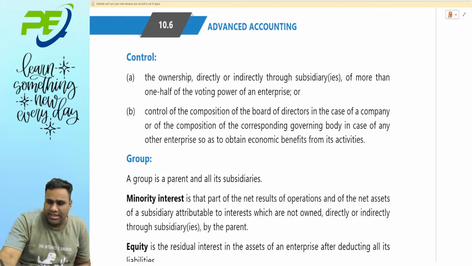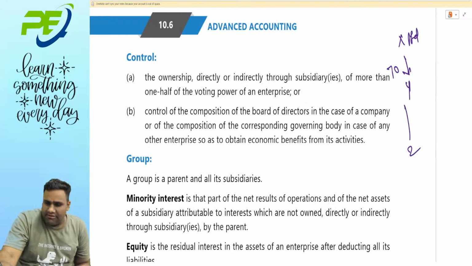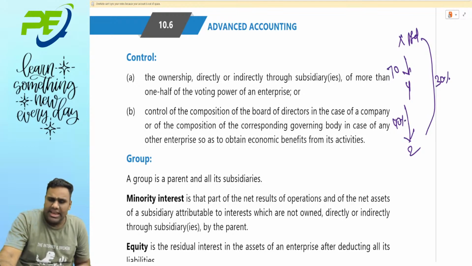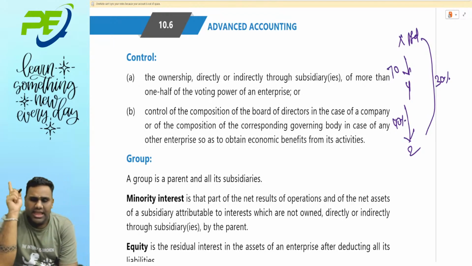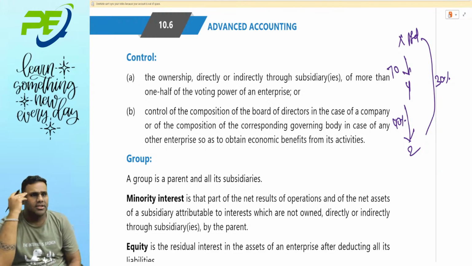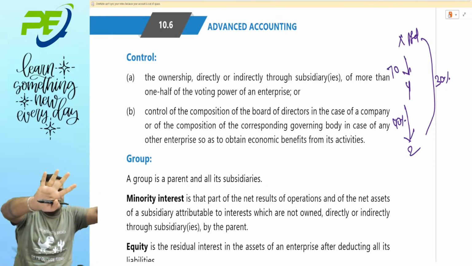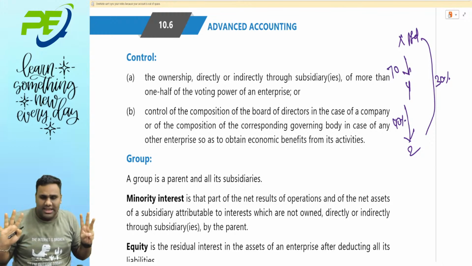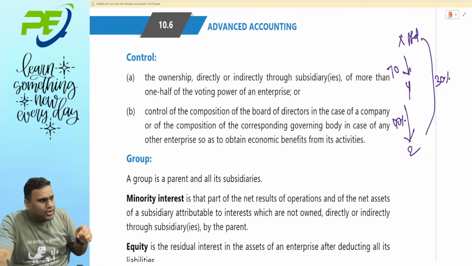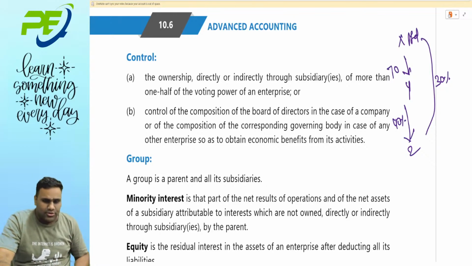So now let's say, for example, X Limited is having 70% share in Y, and in Z, Y is having 40 and X is having 30. Now between X and Z, is Z Limited a subsidiary? Yes, because directly they are holding 30, indirectly they are holding 40. So total it is 70%. Then X Limited is controlling Z Limited.